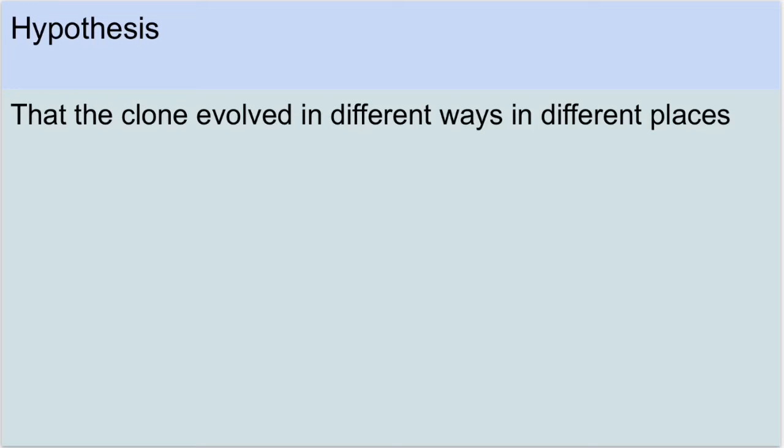Now is the hypothesis. The basic hypothesis is that the clone evolved in different ways in different places, and that was really the only hypothesis that they had, because the study was more to just understand the biology behind this clone, but they went into it looking for this specifically as well.